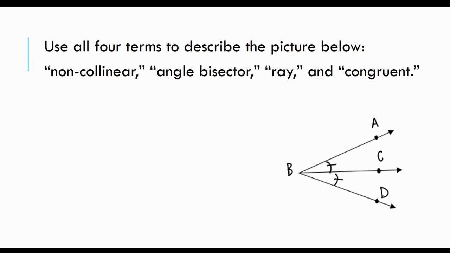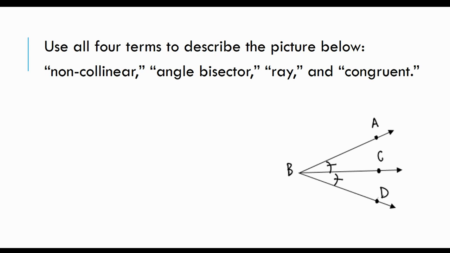Here we want to use all four terms to describe the picture. So it says we've got non-collinear, angle bisector, ray, and congruent. All of these are vocab words that we've been talking about these last few sections. So we want to use all four terms to describe this picture. We can write one sentence, two sentences, we could write four sentences. It really doesn't matter. We just have to describe this picture.